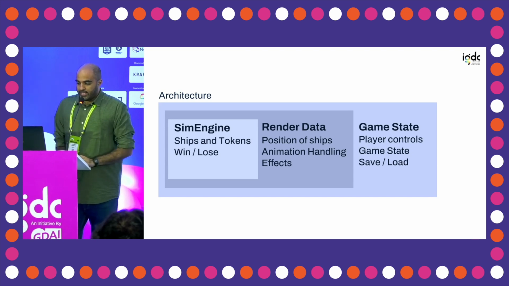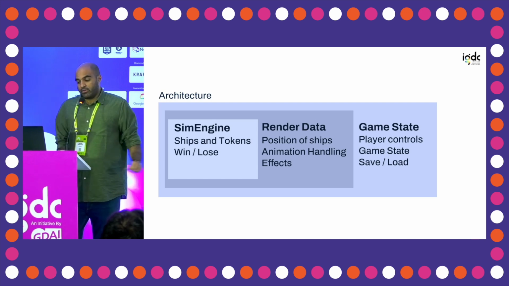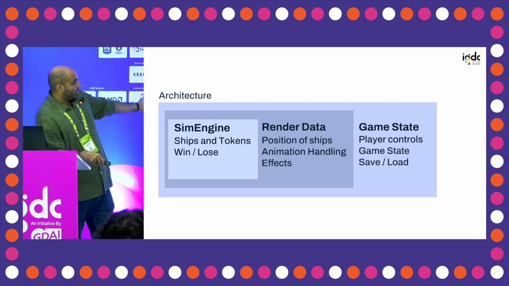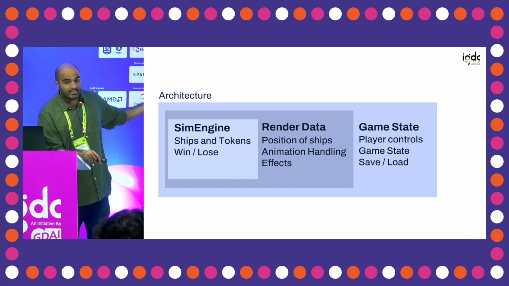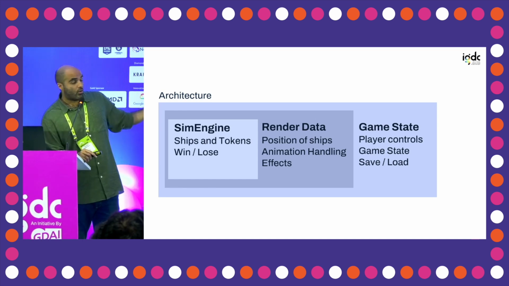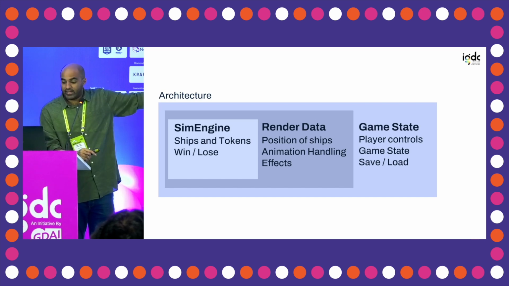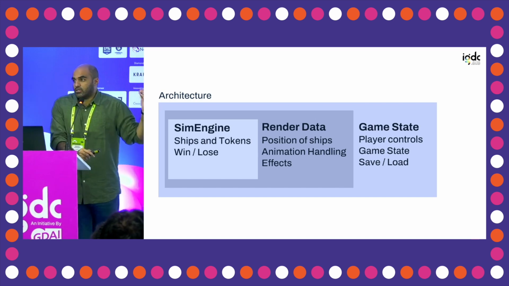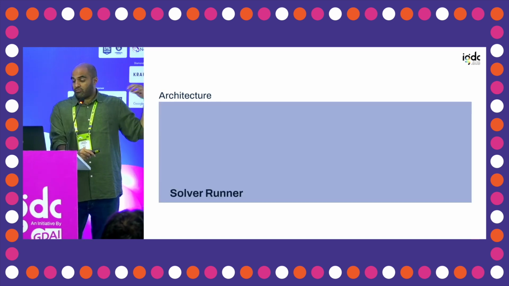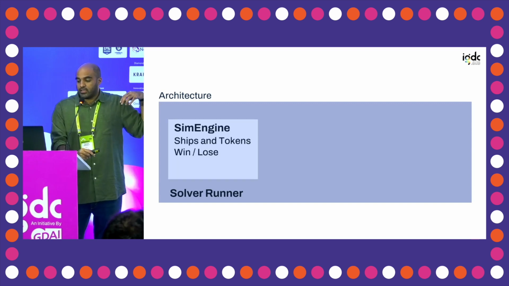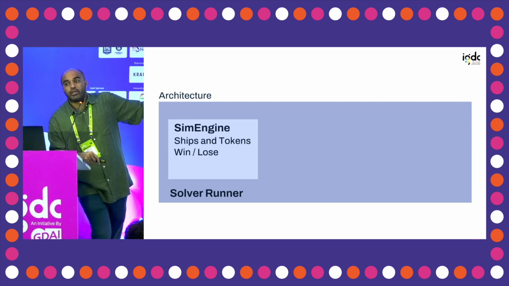I think this architecture is different from most engines, where generally you'll have all these three things together: a single entity which will have its meshes and its animations attached to it, as well as how control should affect that entity, all in one place. So now if I want to run a solver, I can just run the sim engine alone and not have to worry about how the rendering works and how the controls work, because this piece is kept separate.